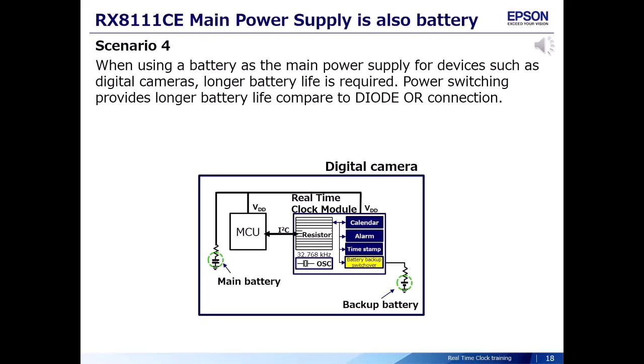Scenario 4. When using a battery as the main power supply for devices such as digital cameras, longer battery life is required. Power switching provides longer battery life compared to diode OR connection.